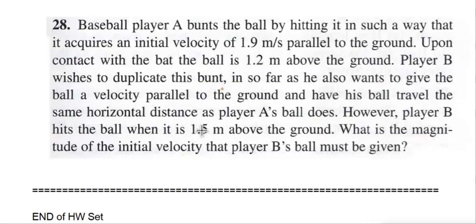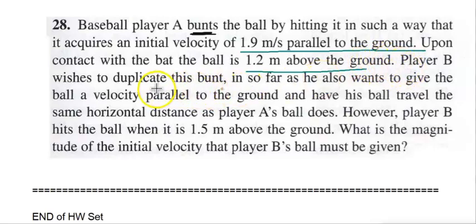All right, question 28 is good practice. It's a little bit tedious because it's kind of the same problem twice, but do as much as you need to get practice. So it's great to have more practice. So baseball player A bunts, which means it's just launched horizontally. Initial velocity of 1.9 parallel to the ground. Upon contact with the bat, the ball is 1.2 meters above the ground. Okay, so that's all about player A. I'll draw the picture in a second.